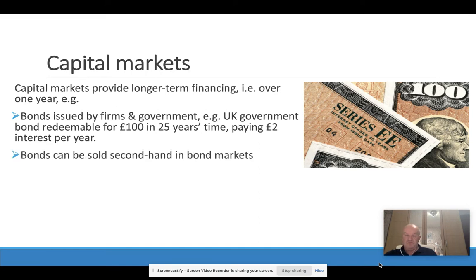Now, bonds can actually be sold in the second-hand bond markets as well. So you might choose to buy a bond and then sell it to somebody else because you just want to try and get some of your money back. And the way in which that works, and this inverse relationship between bonds and prices, is shown quite neatly on page 7 in your booklets.